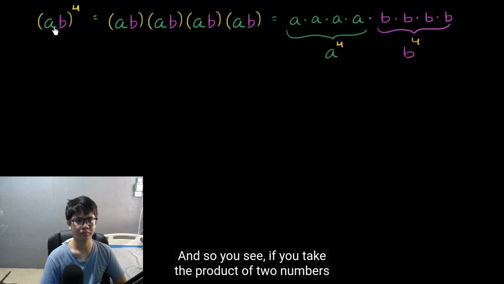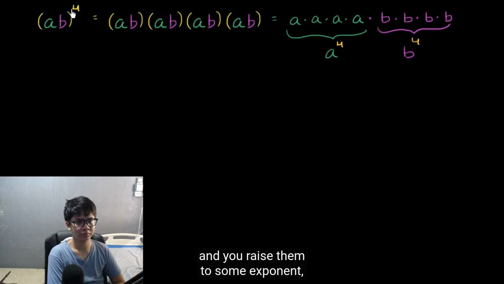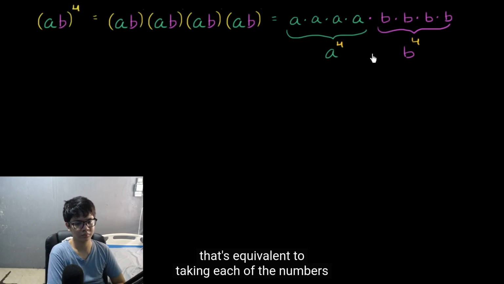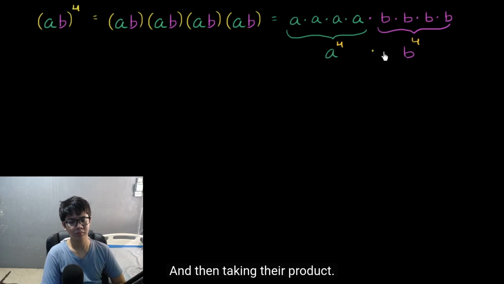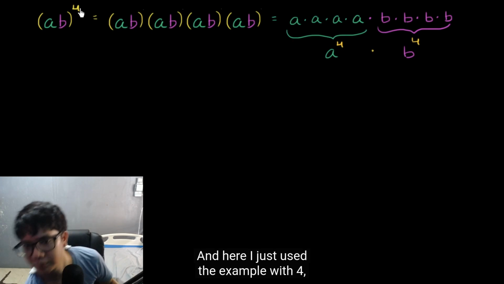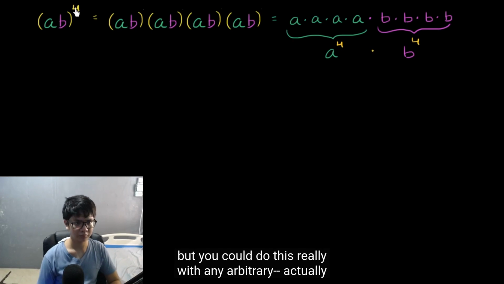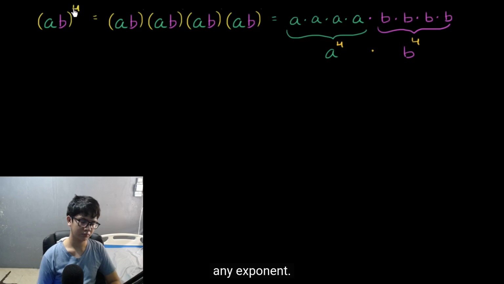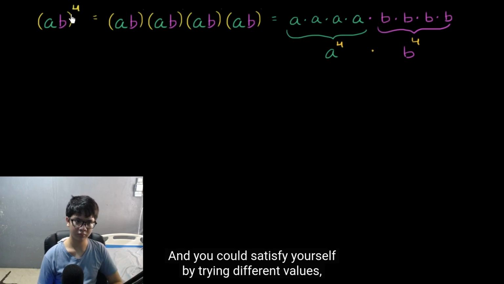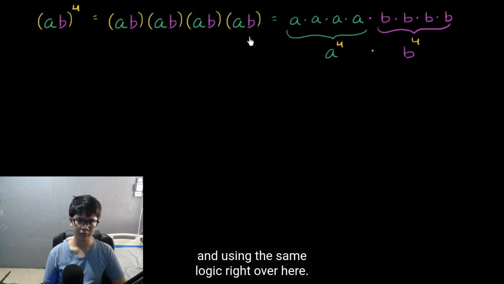And so you see, if you take the product of two numbers and you raise them to some exponent, that's equivalent to taking each of the numbers to that exponent and then taking their product. And here I just used the example with 4, but you could do this with actually any integer, or actually any exponent. This property holds. And you could satisfy yourself by trying different values and using the same logic right over here.